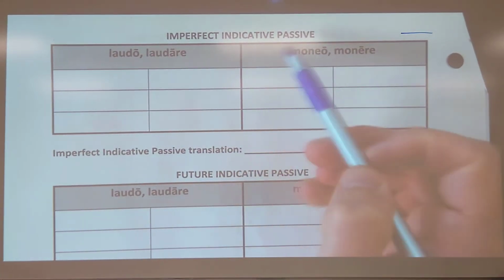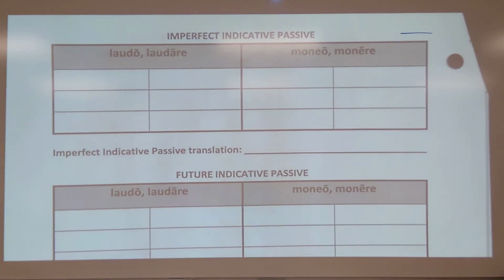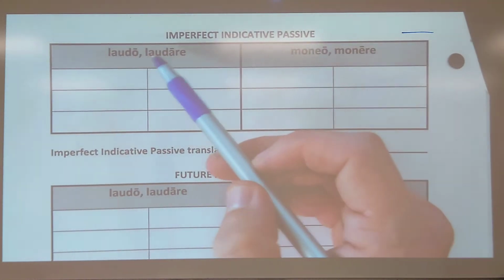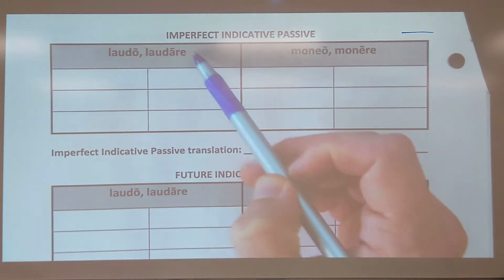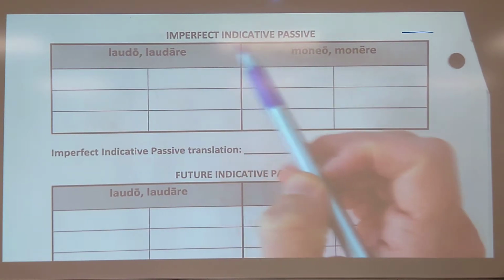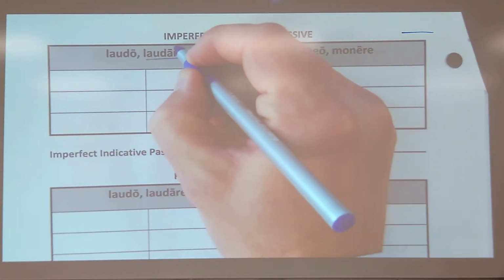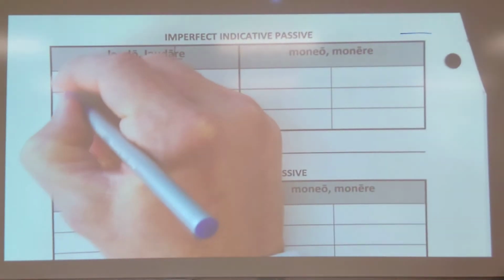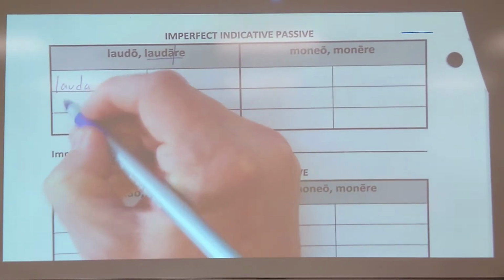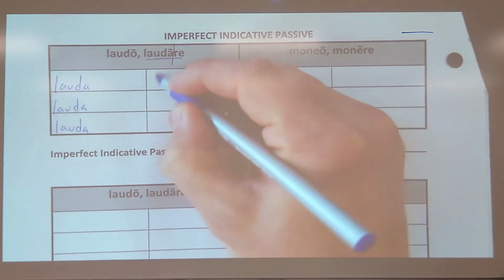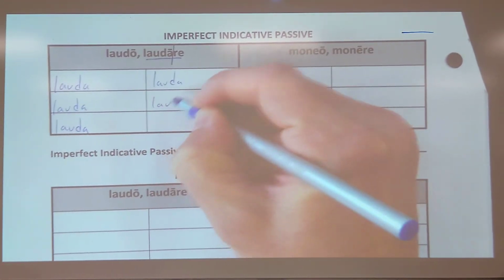So for the imperfect indicative passive, remember that whether a verb is active or passive, it still conjugates the same sort of way. So what that means is when we're conjugating laudo, laudare in the imperfect passive, we do the same thing we would do if it were active. We go to the second principal part, we chop off the RE, and we can actually just write our stem in first. It actually works for every single form. So go ahead and do that. Lauda for all of them.